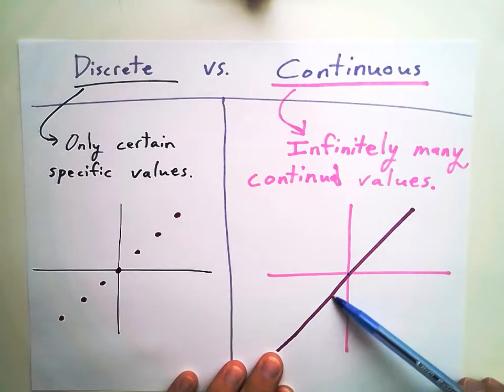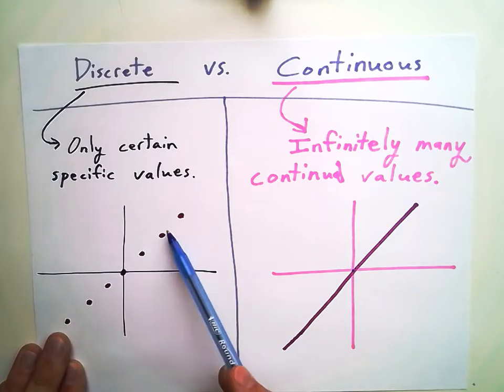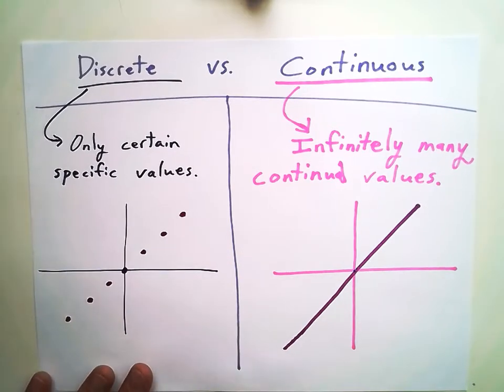So this line is continuous. It's not just jumping from one point to the next. We'll talk more about that later.